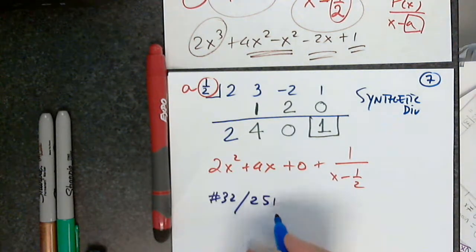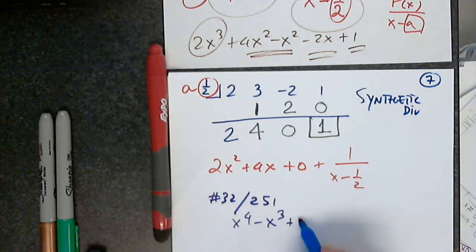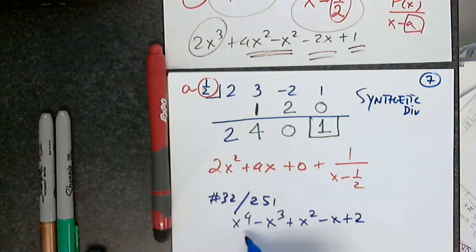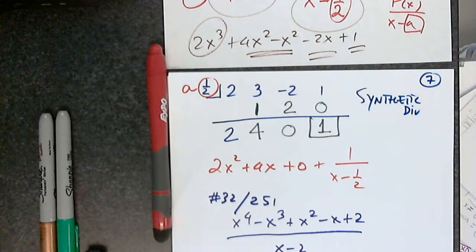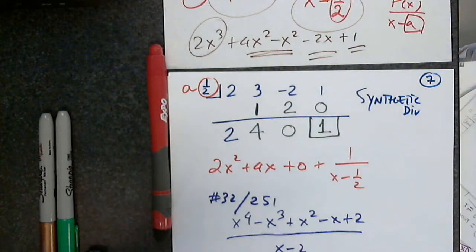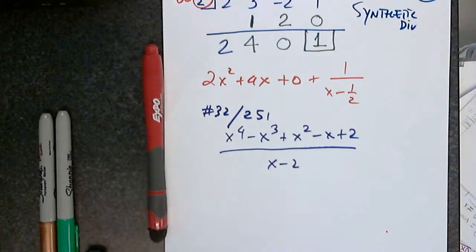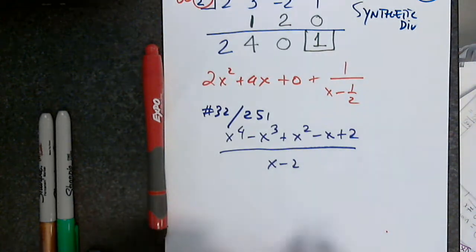Let's do 32 on page 251. So we have x to the 4th minus x cubed plus x squared minus x plus 2 divided by x minus 2. This time, if a term is missing, you have to write 0. You cannot omit anything in synthetic division. Good. So can I apply synthetic division? Yes. Because the denominator is x minus a number or x plus a number. Good. What goes in the box?